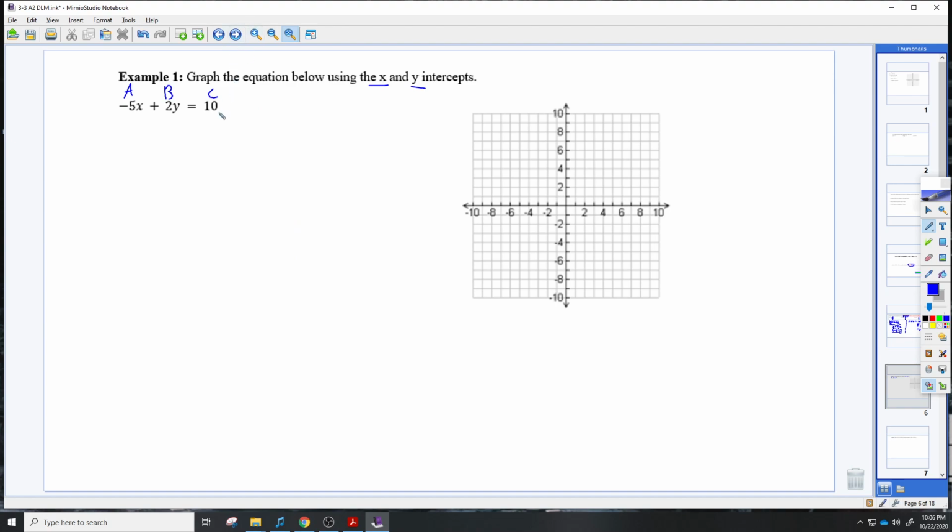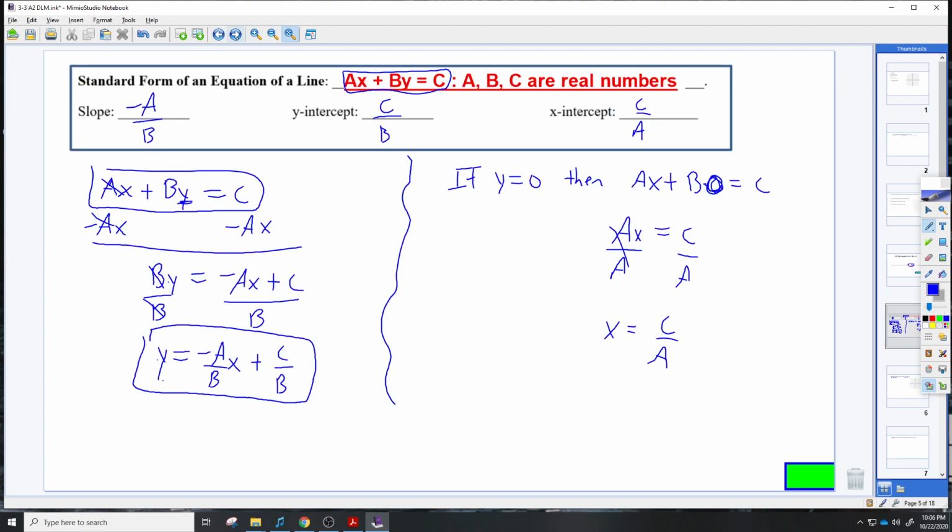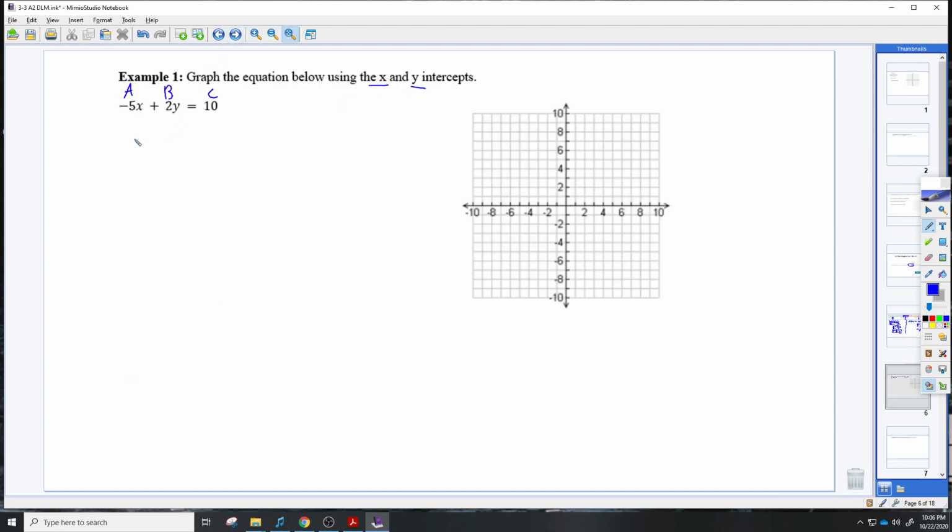This is a shortcut. So if you don't remember it, how do we get the x-intercept? Let's see. X-intercept is c over a. So I'm just going to label that as such. The x-intercept is c over a. Let's plug the numbers in. 10 divided by -5. So that is -2. So the x-intercept is where it crosses the x-axis. So we put -2 right here.